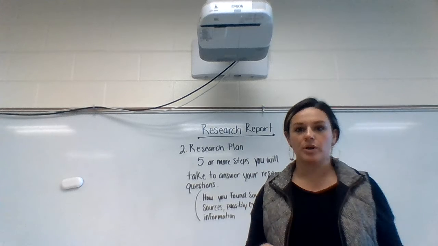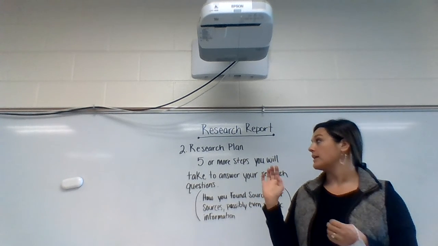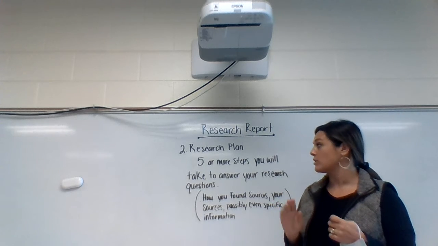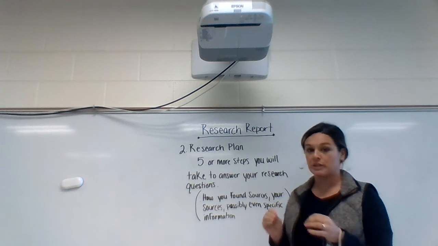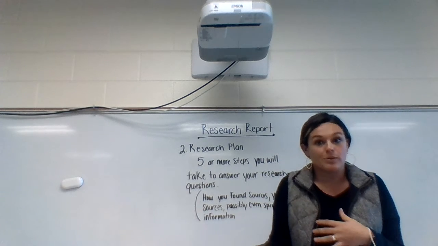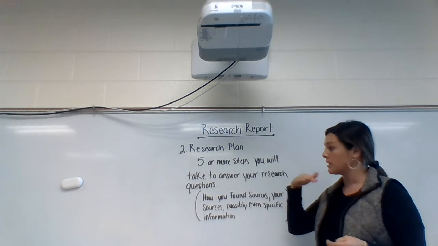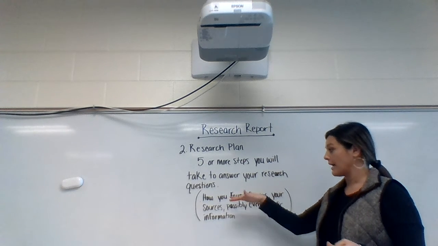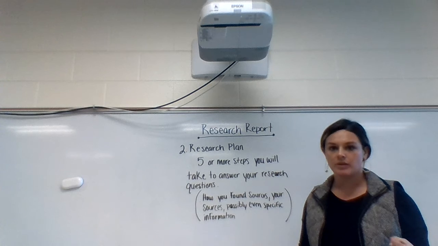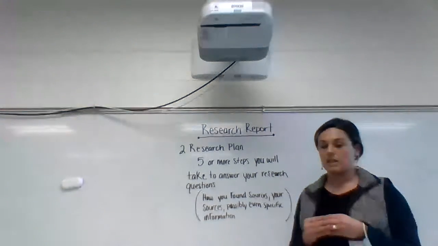Okay, so the second part of this is your research plan. You have to find 5 or more steps that you will take to answer your research questions. So you should have had 5 research questions to begin with. So those steps that you are taking could be how you found your sources. So most of you are going to use the internet. Like I said, do not use Wikipedia.